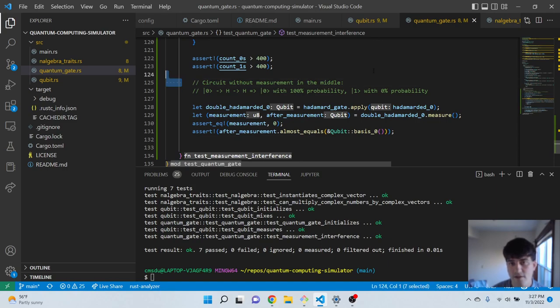Versus if you have the circuit without the measurement in the middle, then you take a 0, you Hadamard it into a mixed state, you Hadamard it again, it goes back to the 0 state, and then you measure it. Well, you've just got the 0 state and you're measuring it, so you're always going to get 0 back. And indeed, we see that our test does that.